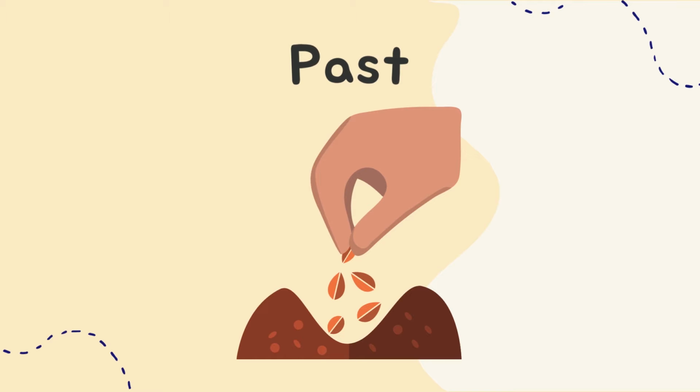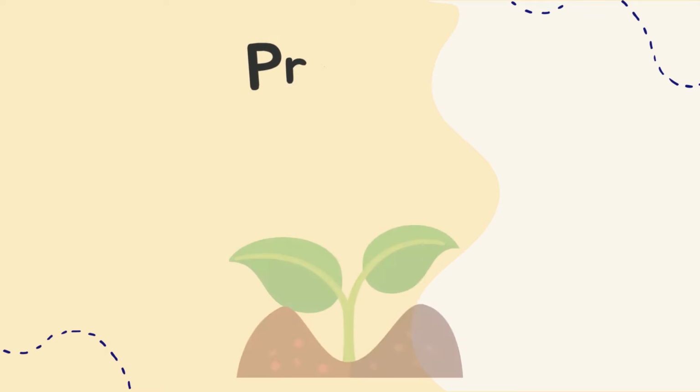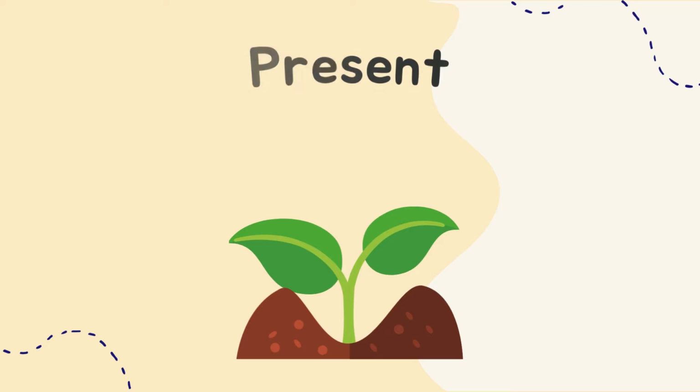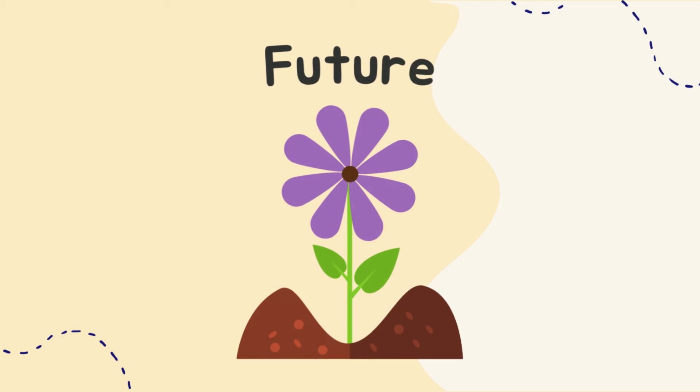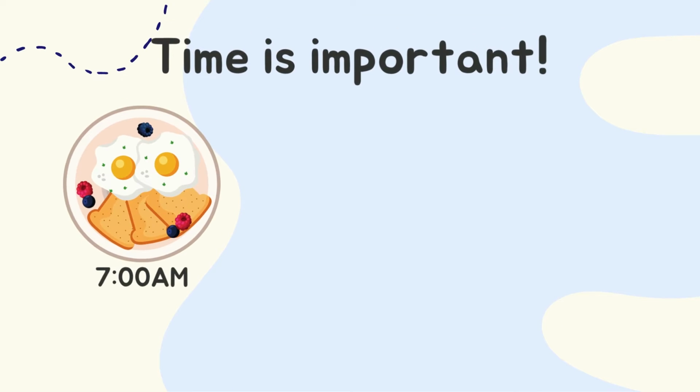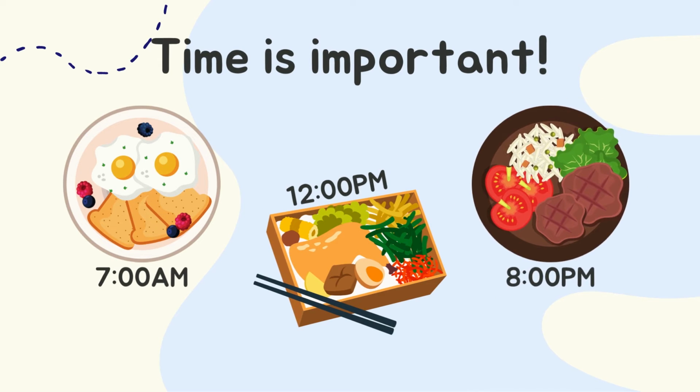Take a seed, for example. We plant a seed in the past. In the present, it is growing. And in the future, it will be a flower. Time is very important in our daily lives because we always plan everything around time. We brush our teeth in the morning and plan breakfast, lunch, and dinner around certain times too.